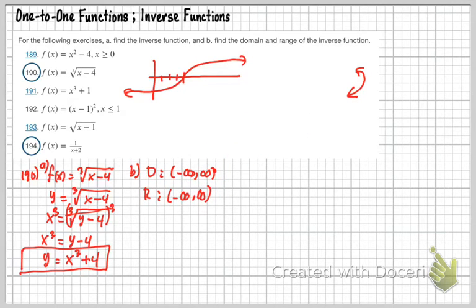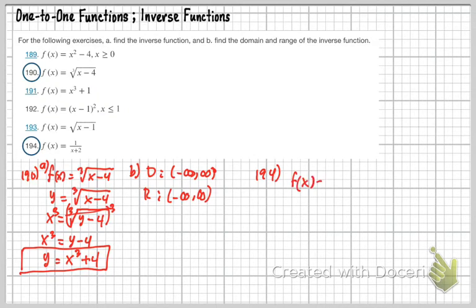Okay, now let's take a look at the next problem, and that's going to be 194. Again, as you can see for part B, if I know the graph, which hopefully we're getting down, it helps a lot when finding the domain and range of the inverse. So for 194, I have f of x equals 1 over x plus 2. Now I just do the same thing. So it's going to be y equals 1 over x plus 2.